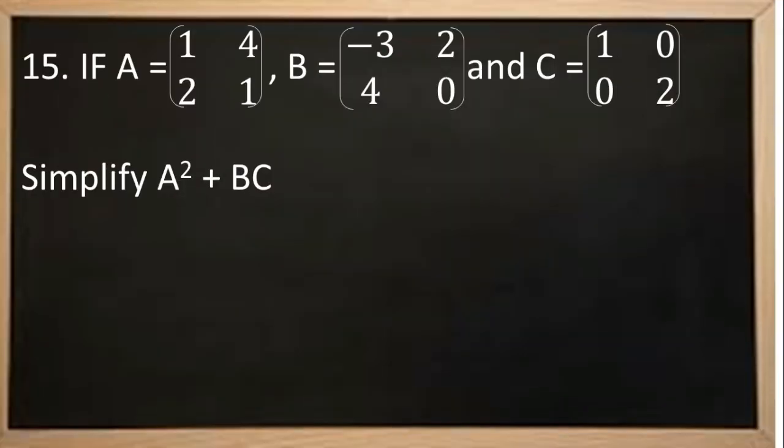Here, this is a simple question. You will be able to find a solution, I hope, children. So, three matrices are given: A, B and C. We need to simplify A square plus BC. Three steps are to be followed. First step, A square, A into A. Second step, BC, B into C. And in the third step, the sum of A square and BC.